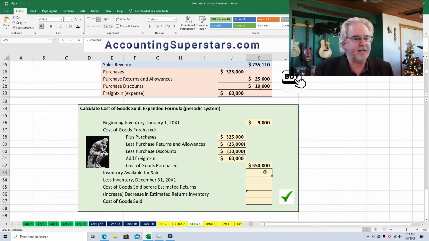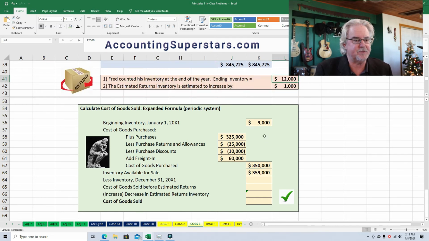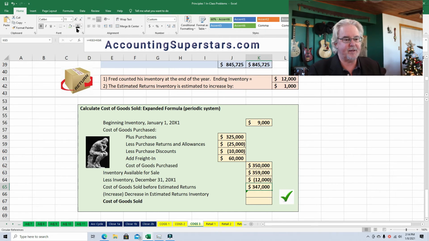Inventory available for sale? Well, that's easy. All we're going to do is take the beginning inventory plus the cost of goods purchased, add them together, and there you are, right there. It's just that easy. Now let's subtract away the ending inventory. So the people in the store counted their ending inventory and they counted $12,000. So here we go, we'll subtract that away. So the next line here is cost of goods sold before estimated returns. Well, that's easy, folks. We take our inventory available for sale, minus away our ending inventory, and that'll give us our cost of goods sold before the estimated returns.